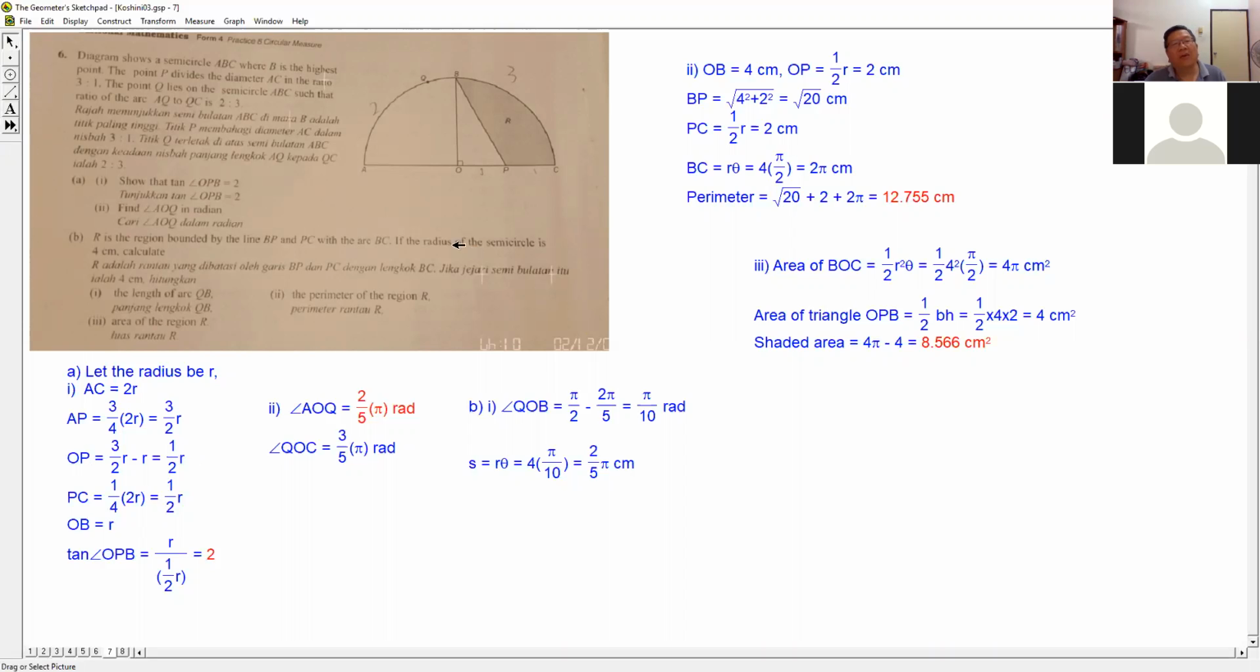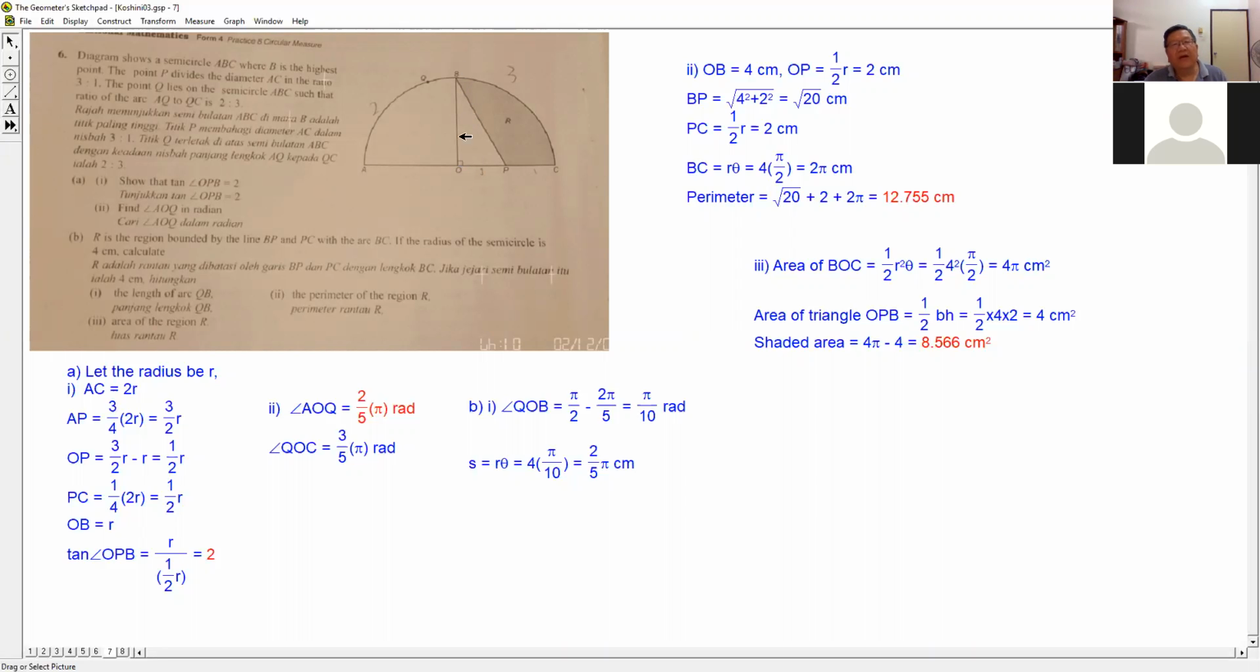Now, I want to know how much OP is. We know that OA is the radius. So OA is R. So OP is this part, 3/2 R minus the radius. So you are left with OP. So OP is half R. Then if OP is half R, then this PC must also be half R. You take R minus half R, you will get PC is also half R.